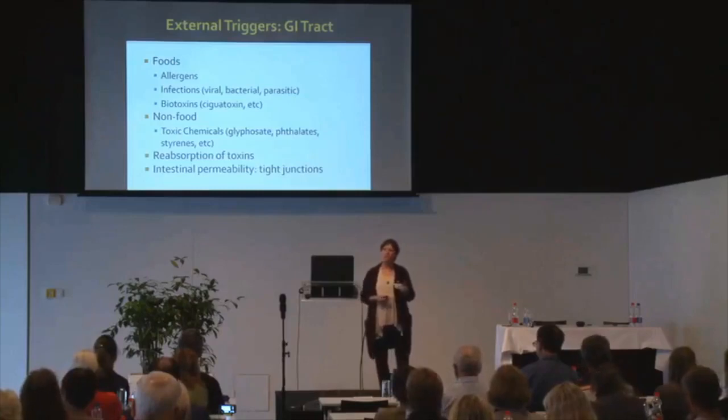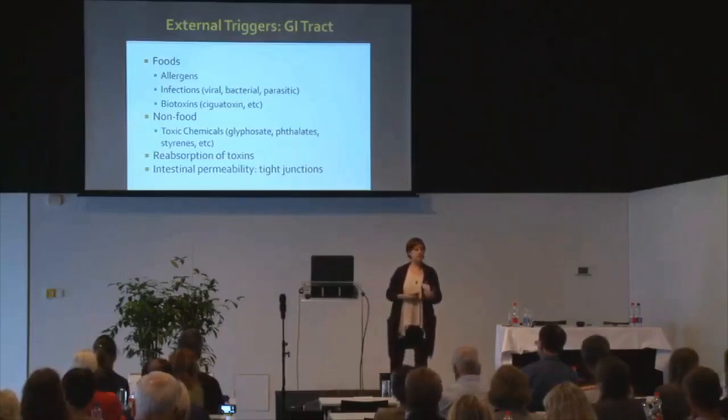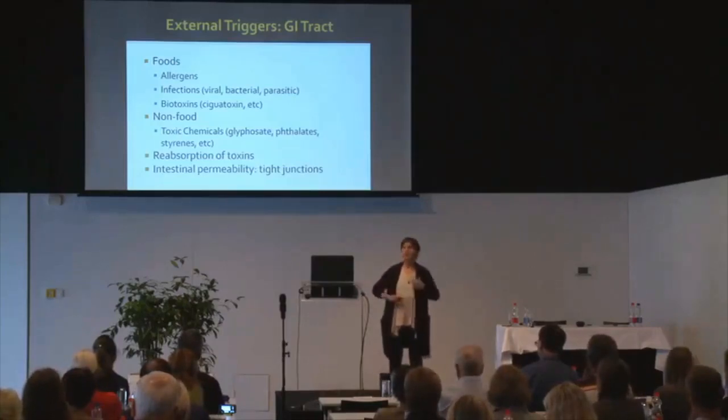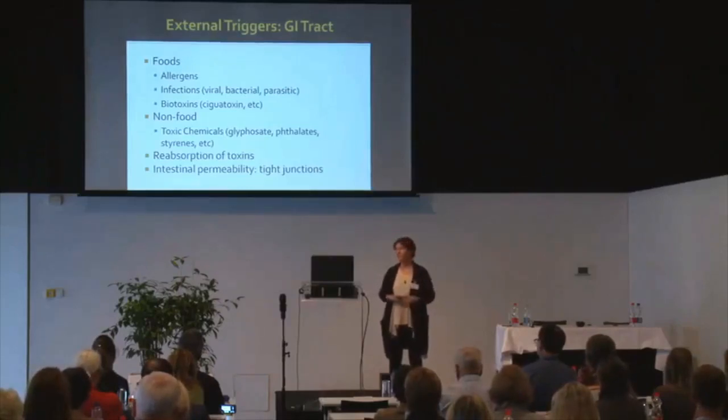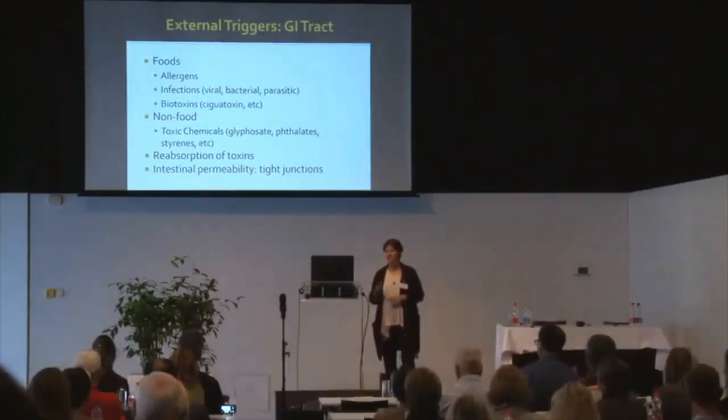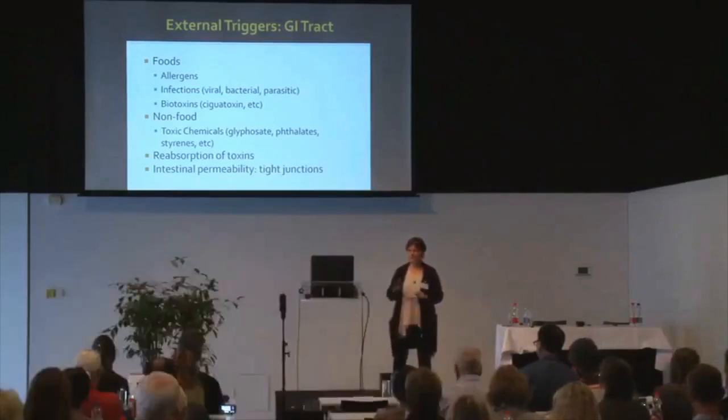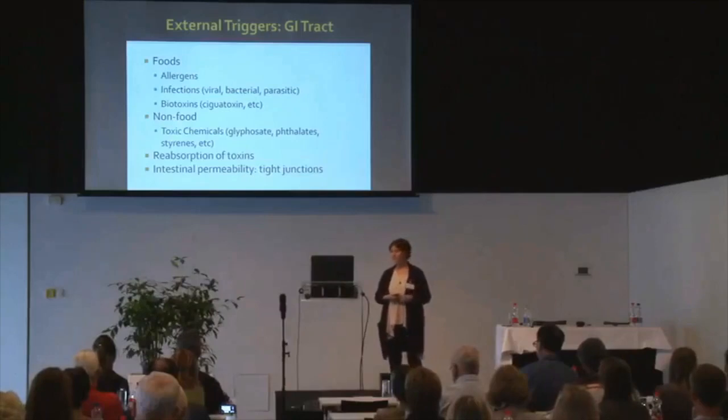And then we also, because we use the enterohepatic circulation to try to detoxify, that can also be another source of triggers and toxins, if we're reabsorbing those toxins. And finally, as Paul discussed and Barbara discussed earlier, the tight junctions and intestinal permeability.